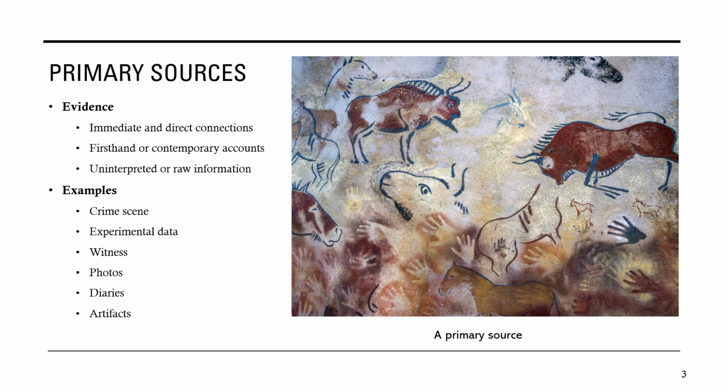So the first thing I want to say about a primary source is that it's evidence. It usually involves immediate, direct connections to the phenomena being described or judged. It's often first-hand or contemporary accounts of the thing that's being said. So when we think about a lab report, right? It's somebody who was there, who's doing the experiment.